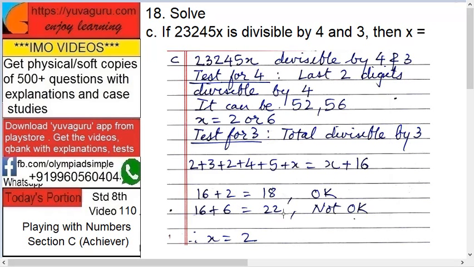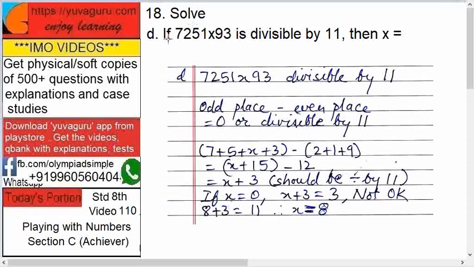6, 22. Not okay. Why? Because it does not satisfy the test for 3. So x equals 6 is not possible. x equals 2 is possible. So the only number for x is 2. Right?